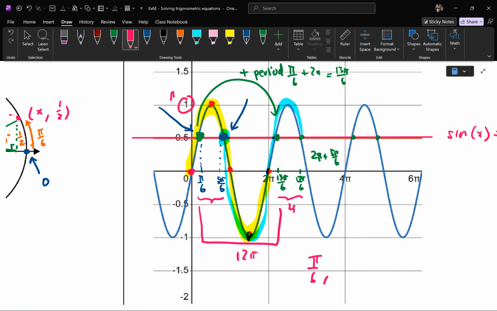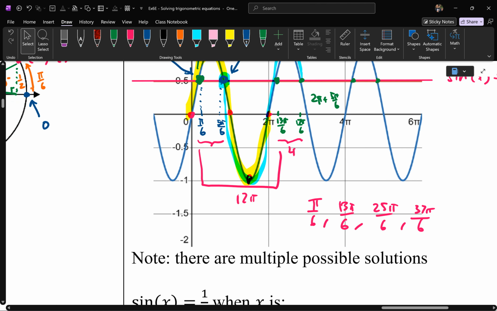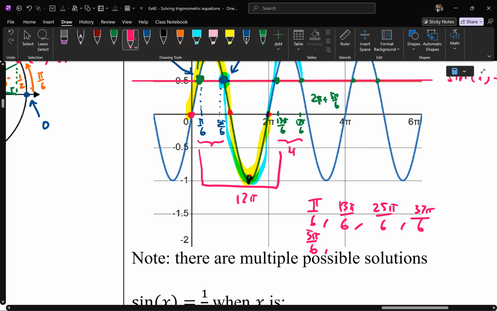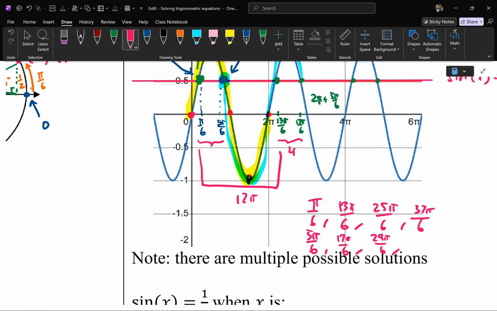I started with pi on 6, add 12 to it, it's 13 pi on 6. Add 12 to it, that will give me 25. Add 12 to that, it's now 37. And then I know the second coordinate, the one right next to it, is only 4 units away from this one. So this one would be 5 pi on 6. 13 plus 4 is 17 pi on 6. The next one is 29 pi on 6. And the next one is 41 pi on 6. And I can keep going until where the domain is. And that's how I normally teach my students.